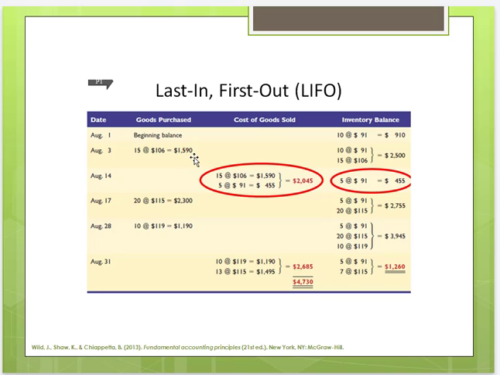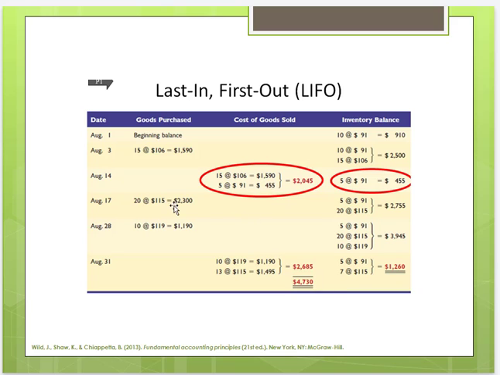So when August 14th rolls around and we need to sell 20 units, what we're going to do is we're going to use the most recent purchase. That's going to be the first thing that we assign to cost of goods sold. So we are going to take 15 units, all 15 units from the August 3rd purchase at $106. Then, because we still need 5 additional units, we're going to dip into that first bucket of inventory and pull out 5 of them at $91. That gives us the 20 that we need to sell to our customers.